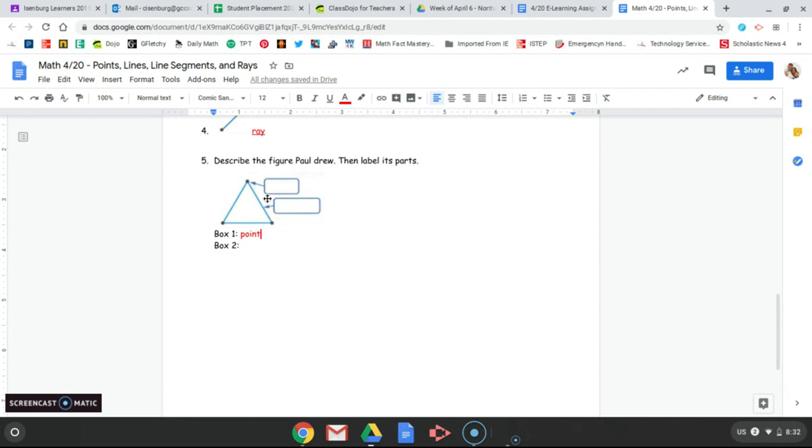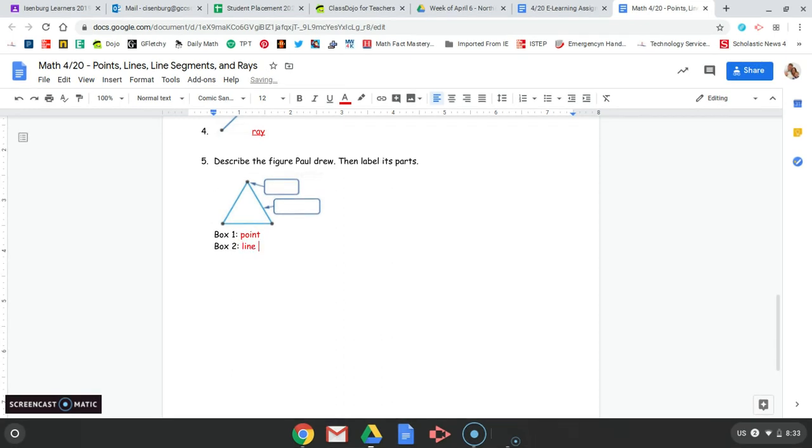Okay, and then box 2 is pointing to the section of the path in between this endpoint and this endpoint. So if it stops here and stops here, that means it can't stretch at all in either direction. Do you remember what we call the path that you can't stretch in either direction? It's just one little piece of the path. We call it a line segment.